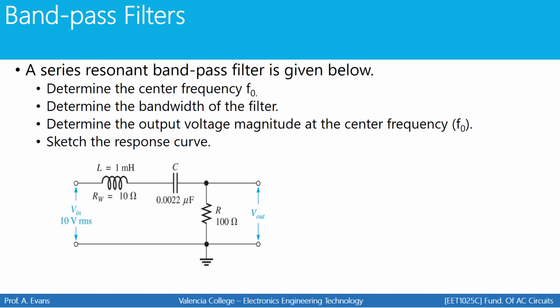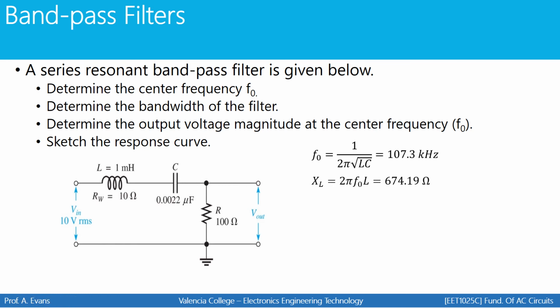So now we have a series resonant band-pass filter. We're going to determine the center frequency, determine the bandwidth of the filter, determine the output voltage at the center frequency, and sketch the response curve. So let's start with the center frequency. 1 divided by 2 pi times the square root of L times C. There's our center frequency. So we know at that point we're going to get the maximum output voltage. And we know at that point that's the resonant frequency. At that point the impedance of these two components will cancel out. And the only impedance I'll have in the circuit is R along with RW.